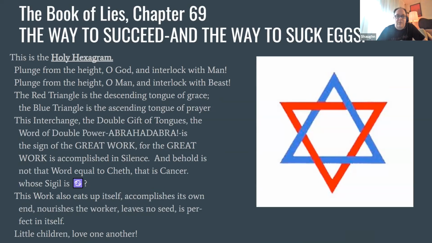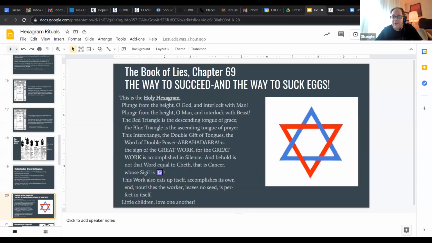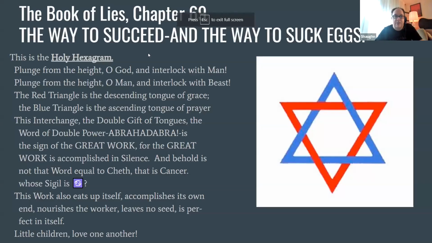There's only one place that I know where it describes the holy hexagram, which is the Book of Wisdom, chapter 69, of course, entitled The Way to Succeed and the Way to Suck Eggs. This is the holy hexagram. Plunge from the height, O God, and interlock with man. Plunge from the height, O man, and interlock with beast. The red triangle is the descending tongue of grace. The blue triangle is the ascending tongue of prayer. This interchange, the double gift of tongues, the word of double power, abrahadabra, is the sign of the great work.